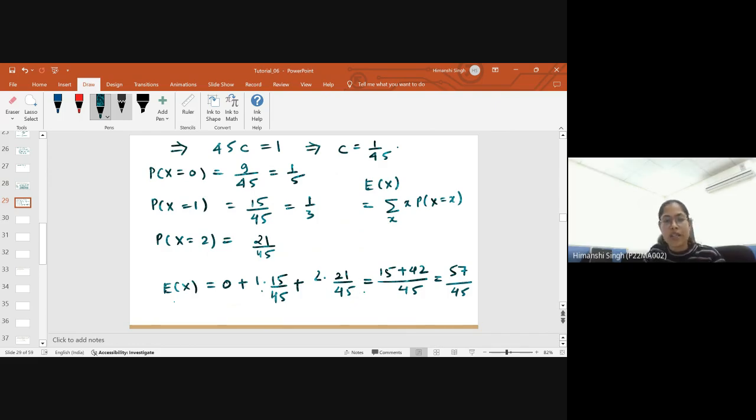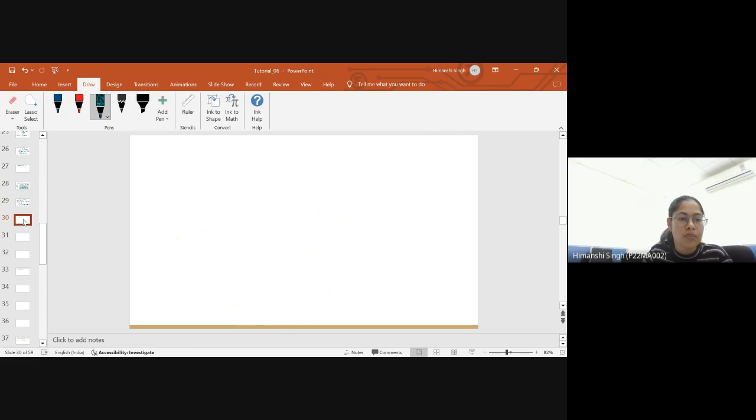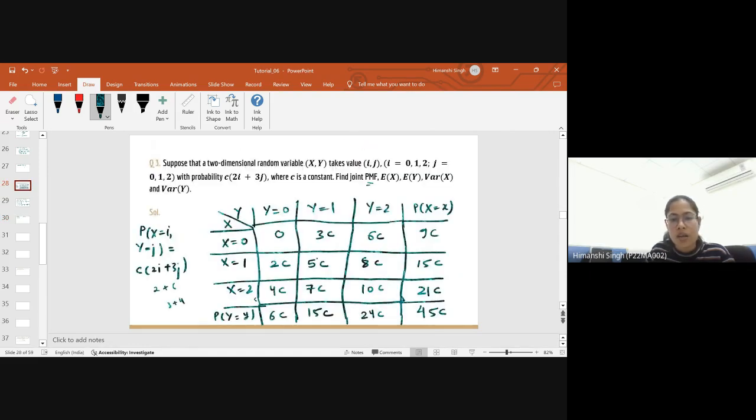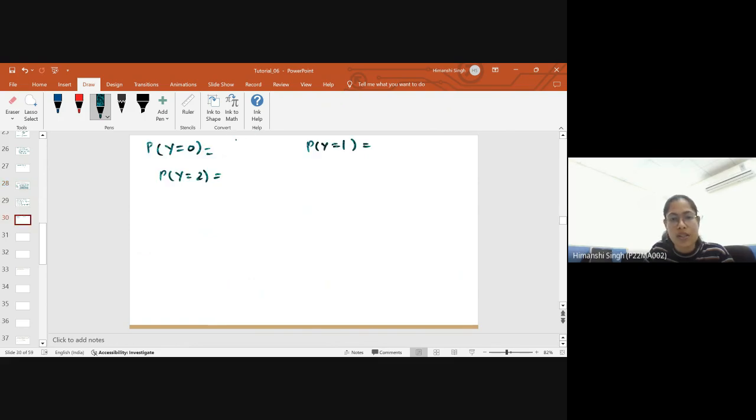Okay, so this will be the expected value of X. Now I will write the PMF for Y. So probability Y equals 0, probability Y equals 1, and probability Y equals 2. Probability Y equals 0 will be 6C2 into 15C0 over 24C... so it is 6 by 45.